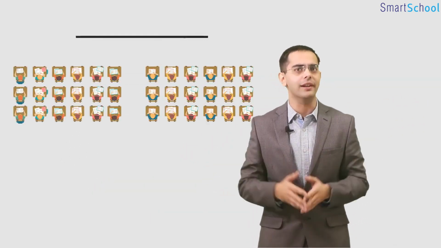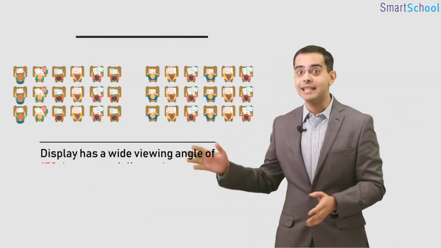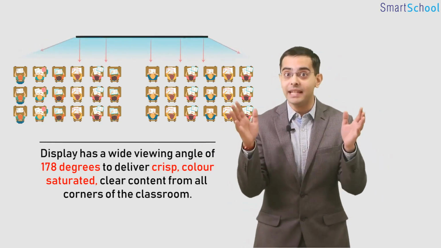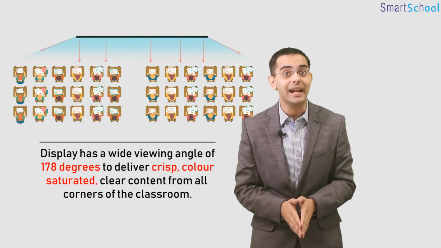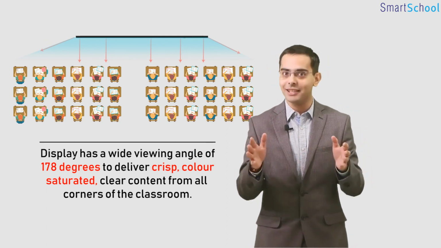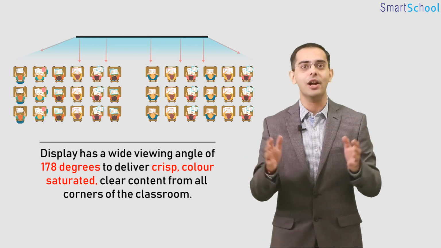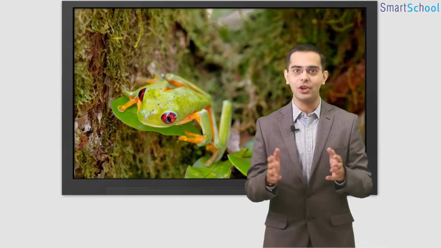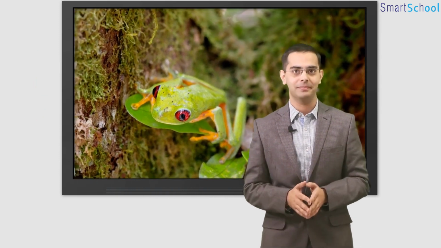Now a bigger classroom has students sitting in all the corners. Thus, this display has a wide viewing angle of 178 degrees. Yes, you've heard it right, 178 degrees to deliver crisp, color-saturated and clear content from all the corners of the classroom. Moreover, each pixel of the panel truly reproduces the image colors without any distortion.